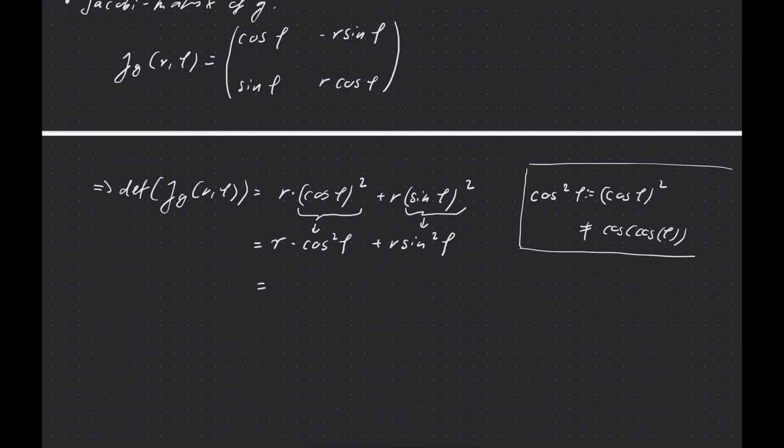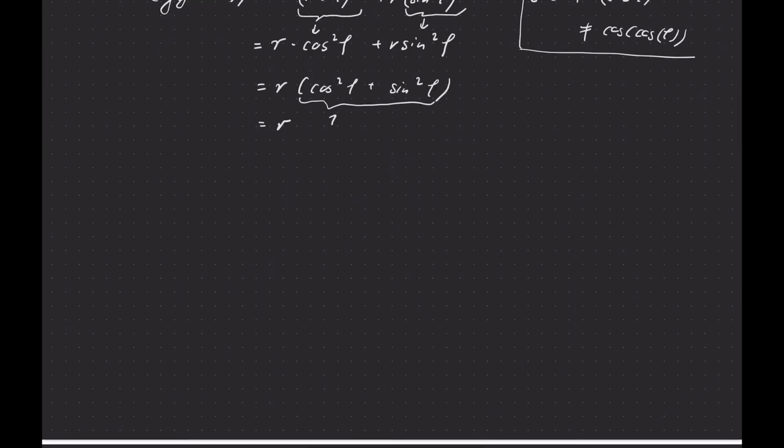Okay, so one more step. This is the same thing as r times cosine squared plus sine squared. And as you know, cosine squared plus sine squared of an angle is 1. So this is just r. Okay, and the radius is positive anyway, so the absolute value of that radius is also the radius. And now we are prepared to actually compute the integral.